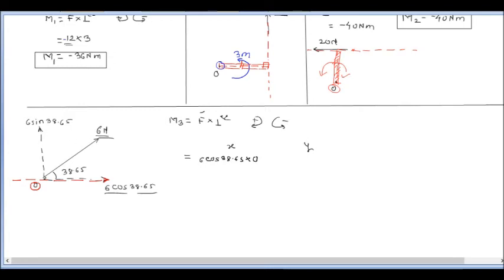Same way, the line of action of this y component also is passing through this point O only. It means even if we calculate the moment because of this y component, that is 6 sine 38.65 multiplied by, here also the perpendicular distance will be 0. There is no perpendicular distance. It is actually the collinear distance. So this will be equal to 0. So overall we can say that M3, or the moment because of this 6 Newton, will be equal to 0.